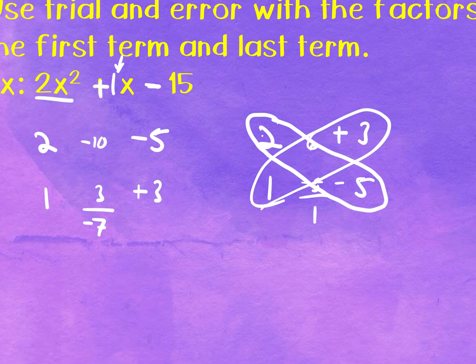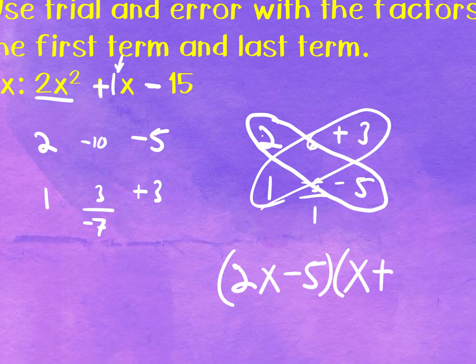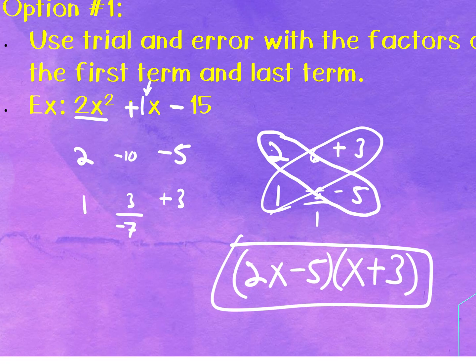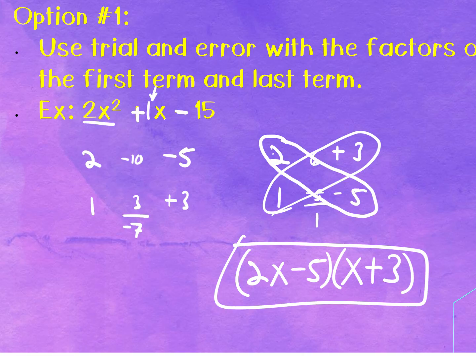The 2 and the 1 are the ones that are going to have the x. This is going to be 2x minus 5. And the 1 is going to have the x. This is going to be a 1x plus 3, or just x plus 3. And so this is our factored expression.